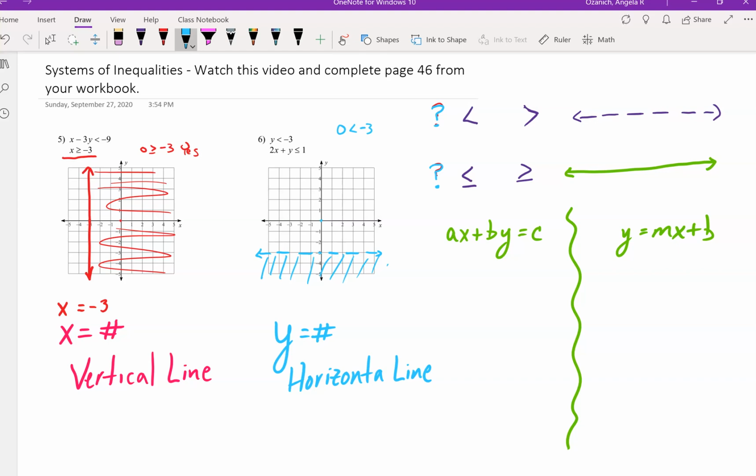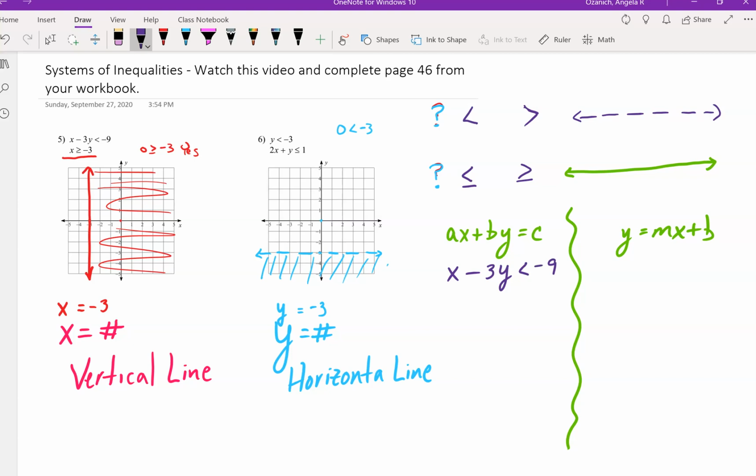Okay, so that's a little review on graphing horizontal and vertical lines, and how that looks with an inequality. Now, let's take a minute and come back to question number 5, and I'm going to switch up some colors here real quick. We're going to try x minus 3y is less than -9.